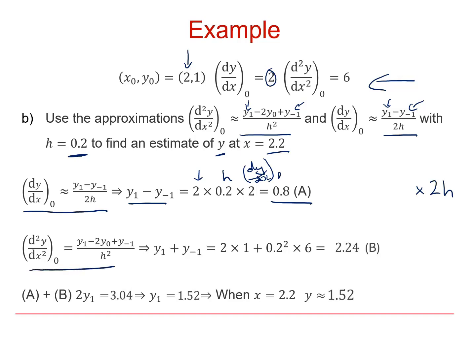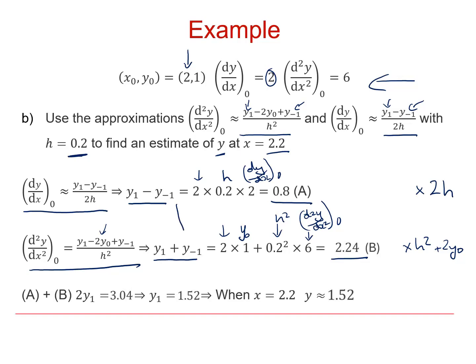For the second order derivative, to get us to a stage where we've got y1 plus y negative 1, I'm going to need to multiply by h squared and then I need to add on to y0. So that's 2, that's y0, y0 is 1, that's h squared, and this is my d2y by dx squared at 0. Multiplying those out, we end up getting a value of 2.24.